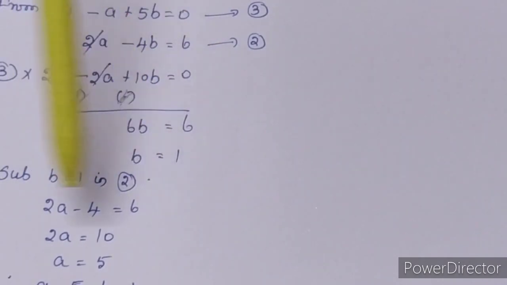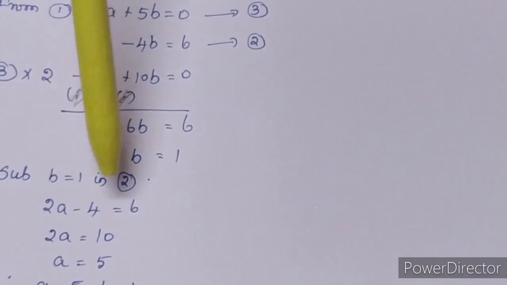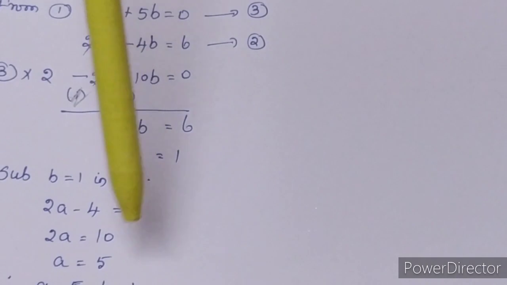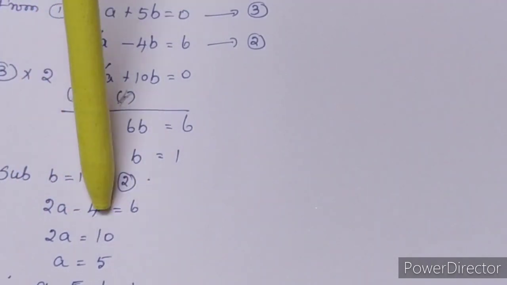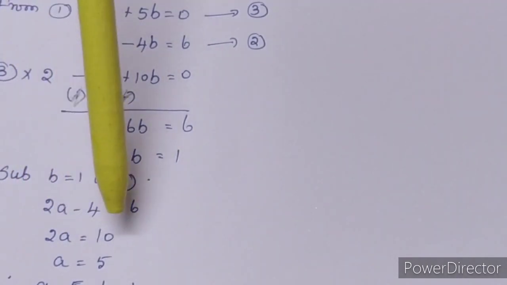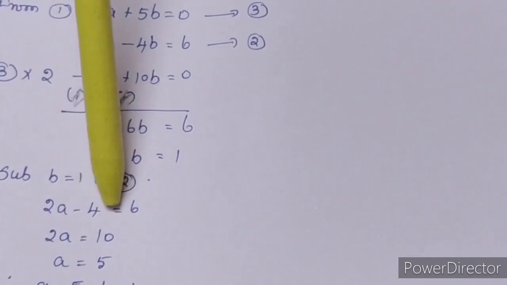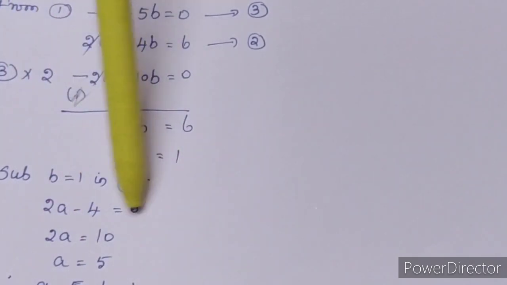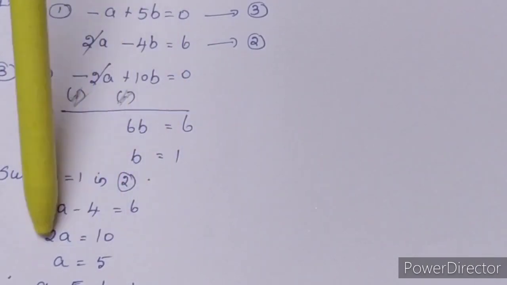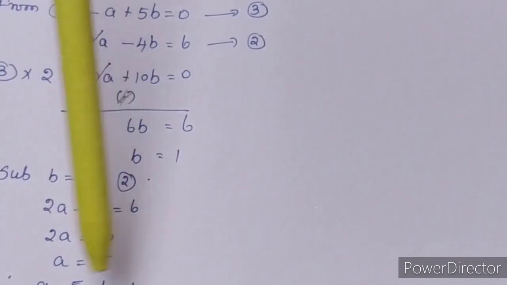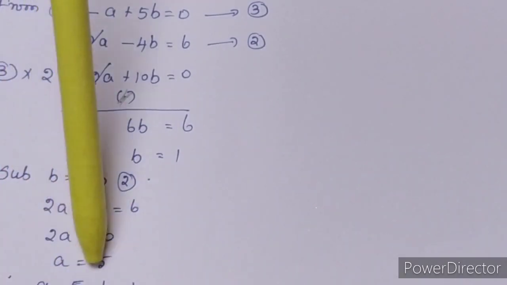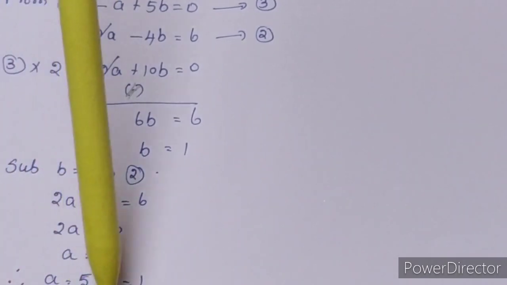Now when you substitute b is equal to 1 in the second equation, 2a minus 4b is equal to 6, in the place of b when you substitute 1, 4 into 1 is 4. So 2a minus 4 is equal to 6. Here 2a is equal to 10, minus 4 to the other side as plus 4, so 6 plus 4 is equal to 10. 2a is equal to 10, a is equal to 5. Here 2 is in multiplication, on the other side it goes in division. Therefore, a is equal to 5 and b is equal to 1.